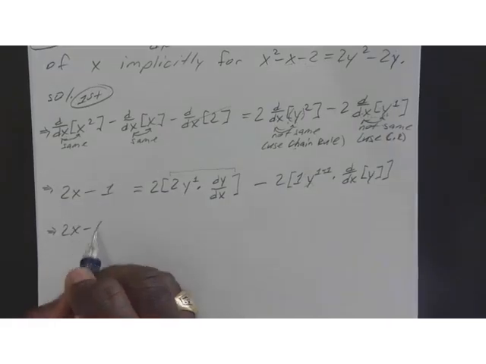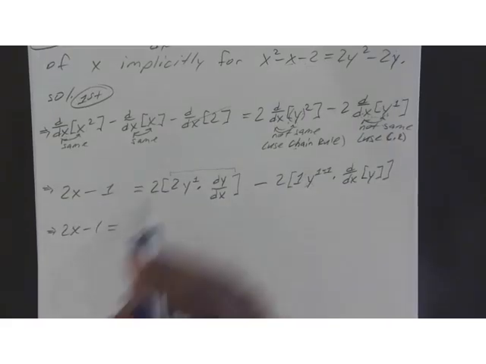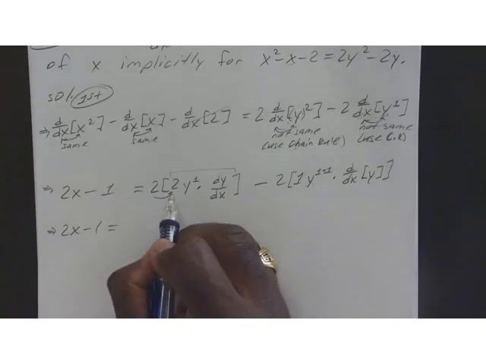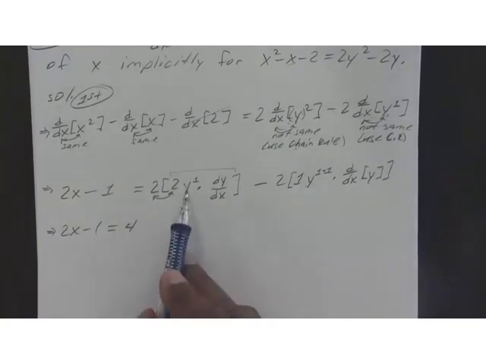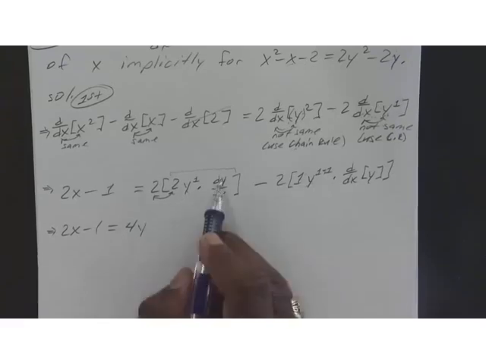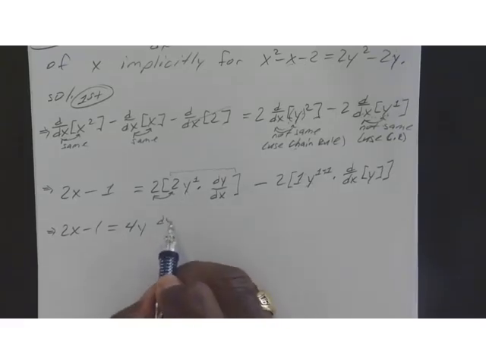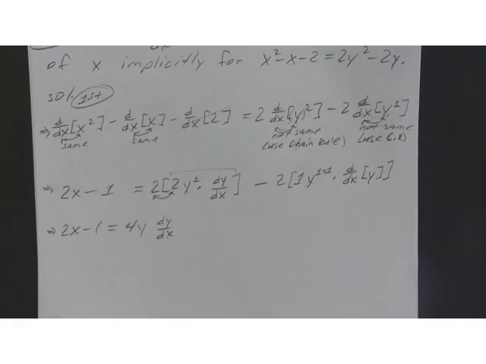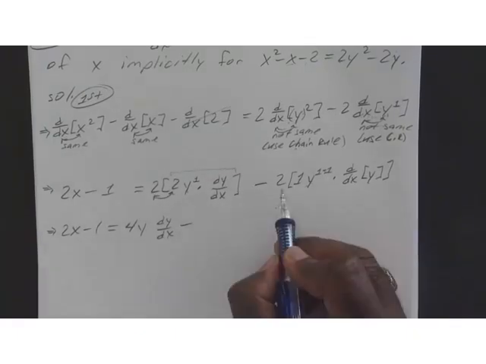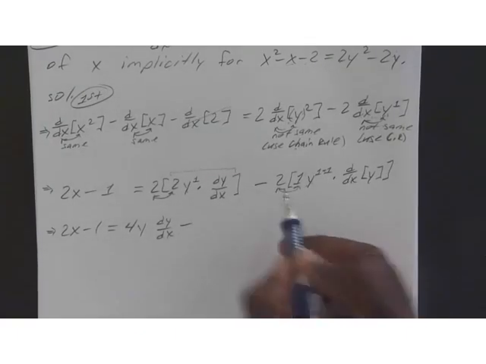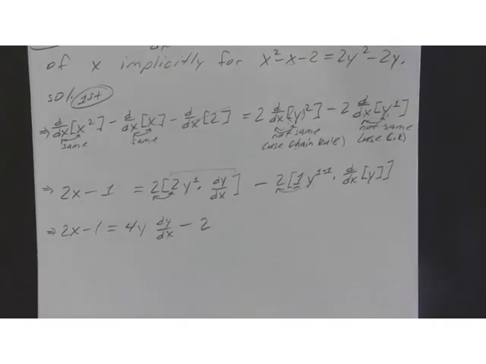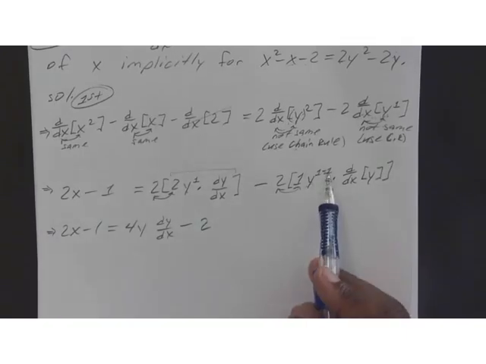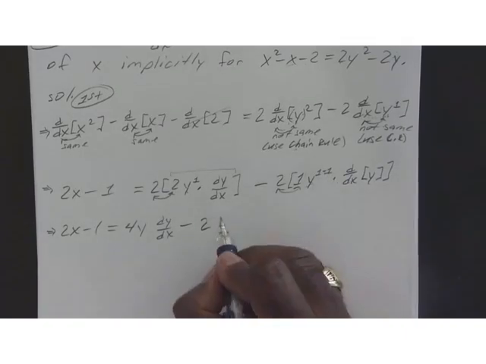So we have 2x minus 1 is equal to, we can go ahead and multiply those two. So 2 times 2 is 4 times y times dy dx, minus, and again, if we want, we can go ahead and multiply those two. 2 times 1 is just 2, so that was no big deal. Times y to the power of 0, which is 1, times dy dx.